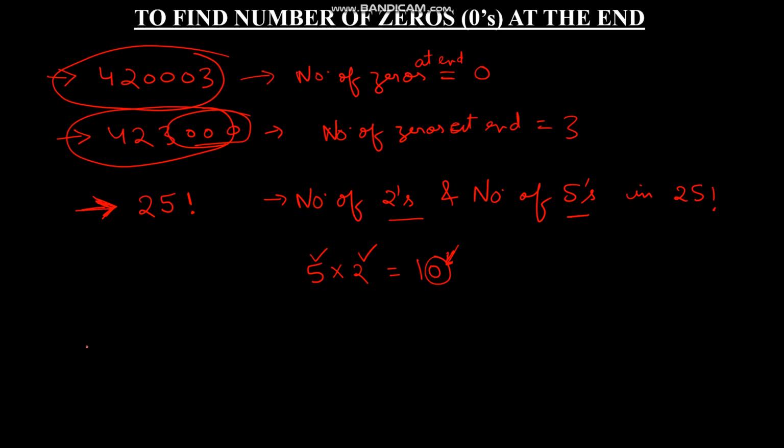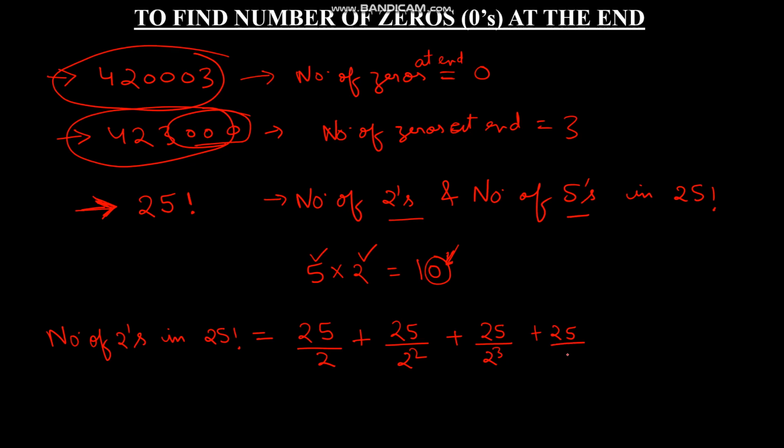Now coming to 25 factorial. How do we find the number of 2's in 25 factorial? To find the number of 2's in 25 factorial, we divide 25 by 2, then add 25 by 2 square, plus 25 by 2 cube, plus 25 by 2 to the power 4, plus 25 by 2 to the power 5.